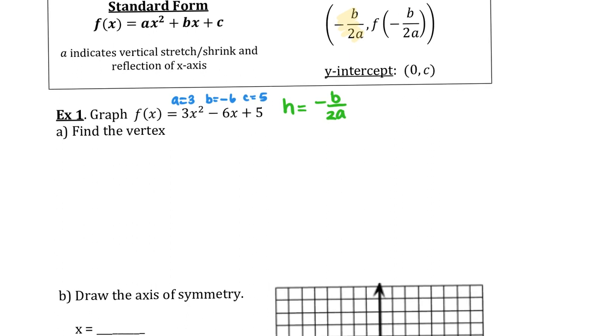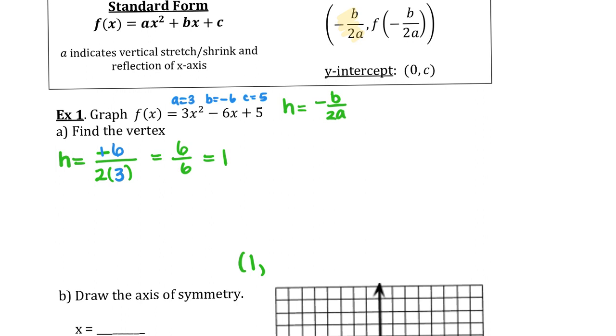So the x-coordinate of the vertex is h equals negative b over 2a. So h equals negative b. What's b? B is minus 6. So if I do negative negative 6, what happens? I get positive 6, over 2 times a. What's a? A is 3. Okay, let's simplify this. 2 times 3 is 6, so 6 divided by 6 is 1. That's the x-coordinate. So I know that my vertex is going to be 1 comma something.